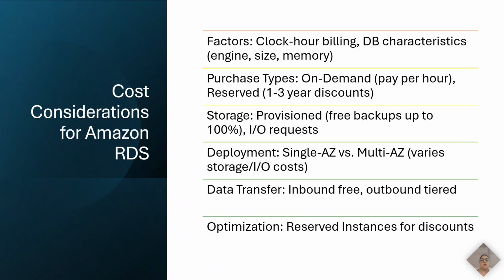years. Storage is provisioned with free backups up to 100% of your allocation. Extras are billed per gigabyte per month. Consider I/O requests, deployment type, multi-availability zone increases costs for redundancy, and data transfer, inbound free or outbound is tiered. To optimize, use reserved instances for predictable workloads, potentially slashing hourly rates. This makes RDS economical for most use cases.